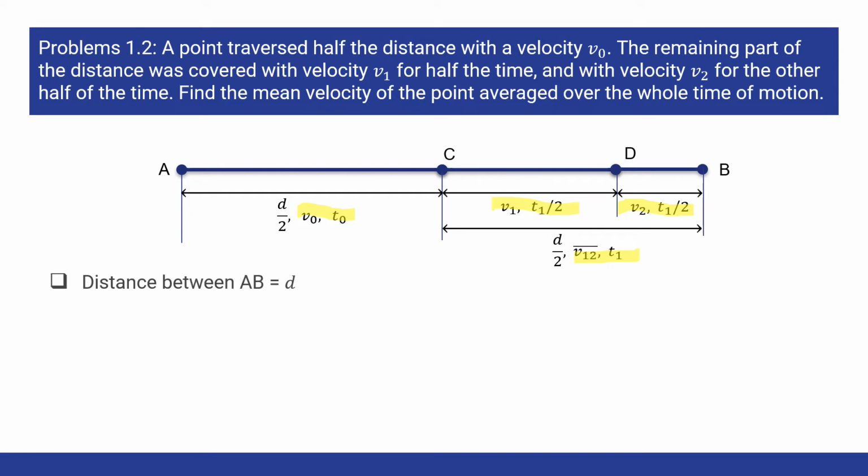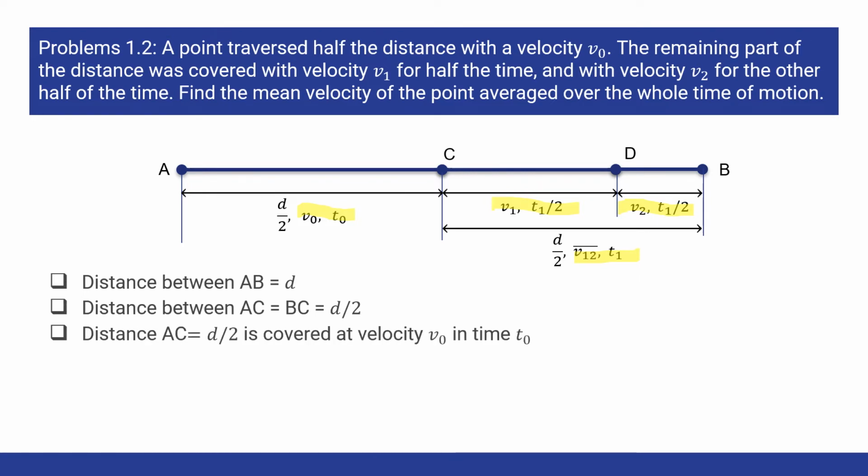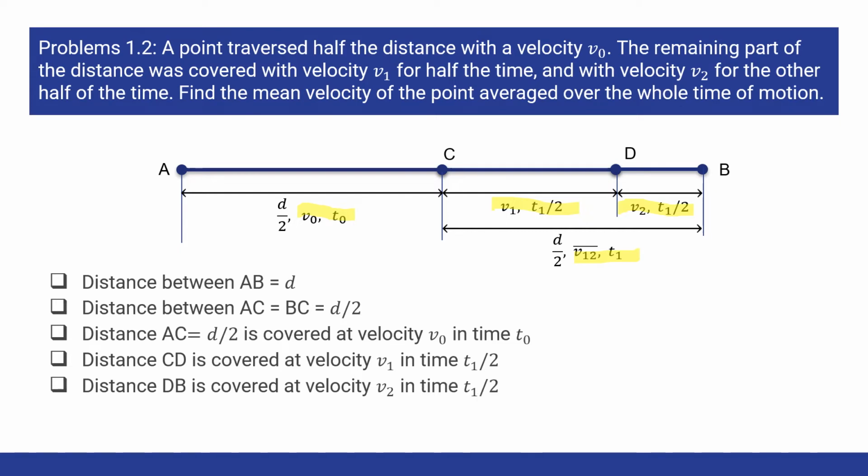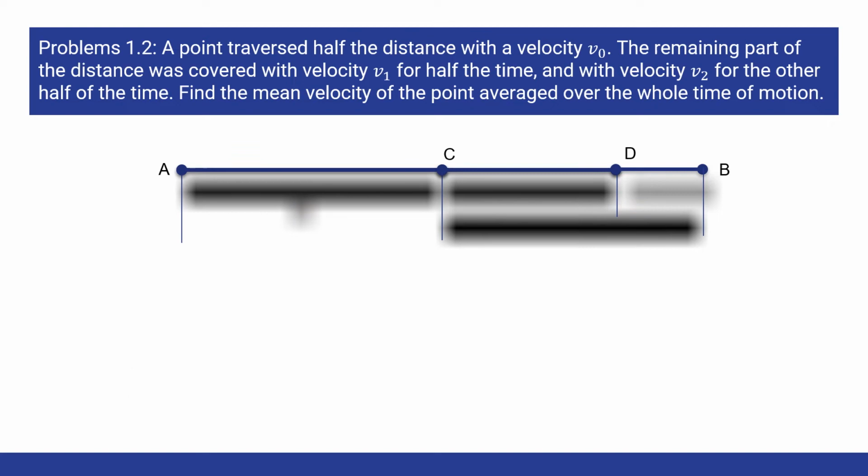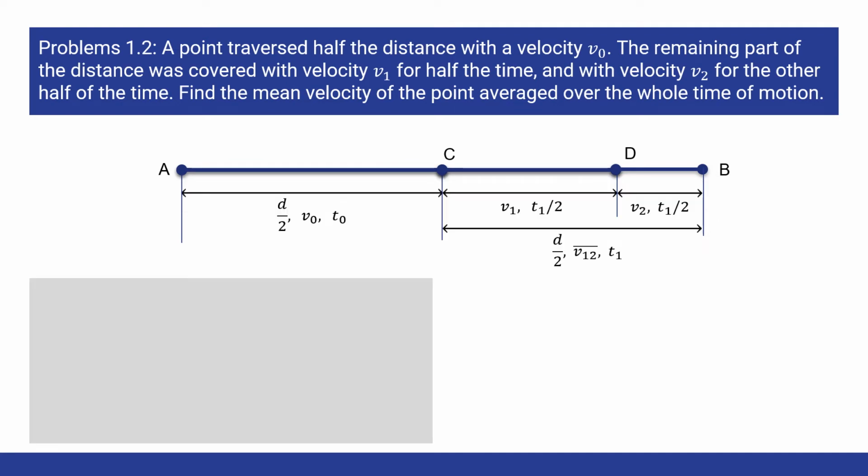Therefore, we are given that distance between AB is equal to d, distance AC equal to BC is equal to d by 2. Distance AC equal to d by 2 is covered at velocity v0 in time t0. Distance CD is covered at velocity v1 in time t1 by 2. Distance DB is covered at velocity v2 in time t1 by 2. And distance BC equal to d by 2 is covered at mean velocity v12 in time t1. Now we know that average velocity is displacement over time interval.